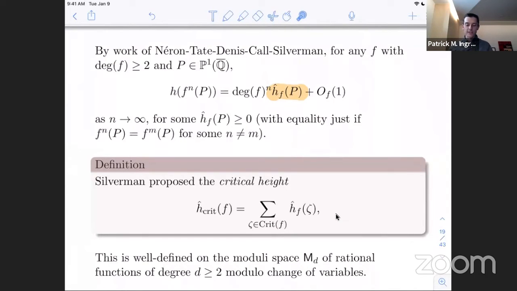Now I'm introducing this in a backhanded way. It gives us a well-defined function on the moduli space of rational functions of degree D modulo change of variables. And I know that Joe Silverman will be giving a talk about moduli spaces in this seminar series. It's the next talk. So I won't go into the construction of this moduli space, but you can think of it as just a set of equivalence classes of rational functions modulo change of variables, but it turns out that you can give it the structure of an affine variety.